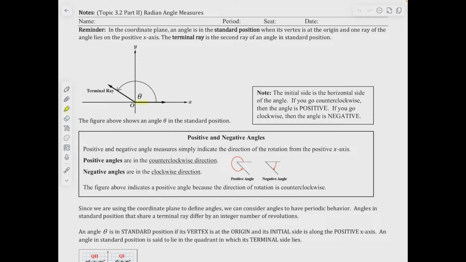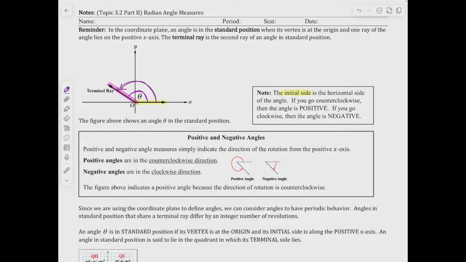I have one ray that is on the positive side of the x-axis. That would be the initial side. And the other ray will be somewhere in my graph, in one of the quadrants or on the x or y axis. The measure between your initial and your terminal side is the angle measure that we are referring to. In this case, we're calling that theta.